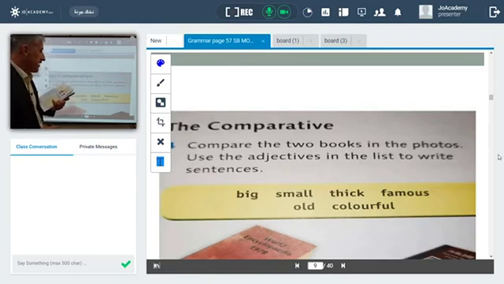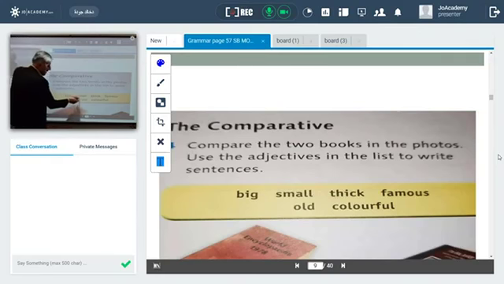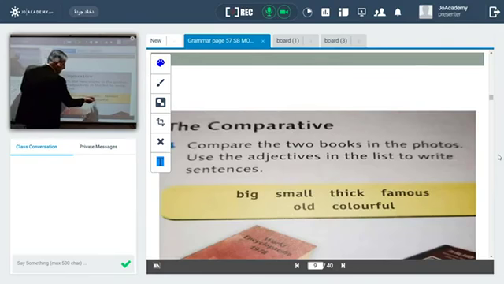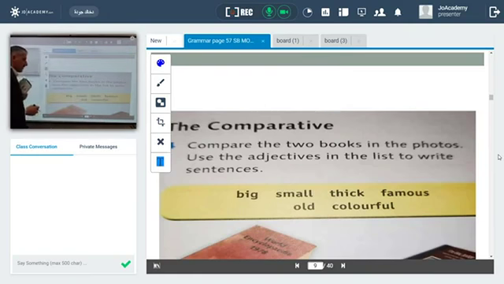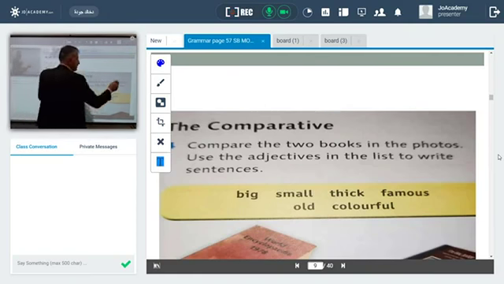Okay, here we have: compare the two books in the photos. Use the adjectives in the list to write sentences. So we need to write sentences about these things. We have big, small, thick, famous, old, colorful. And we have two books here.